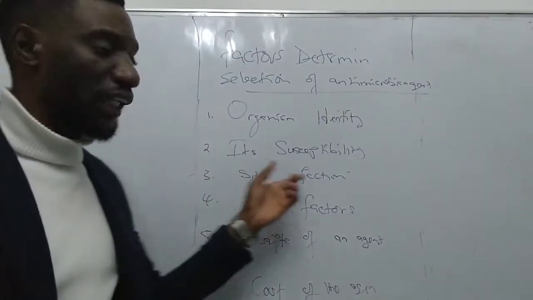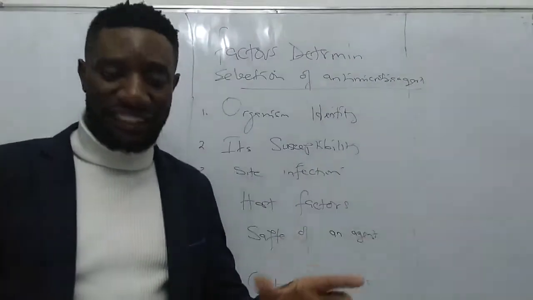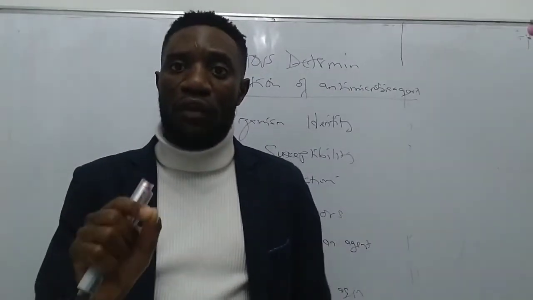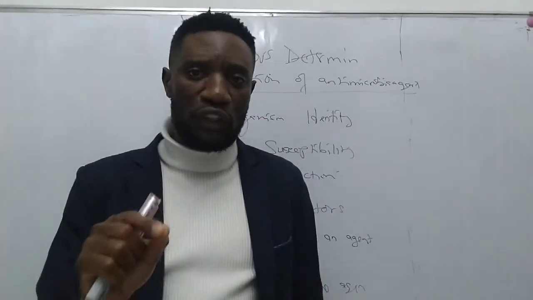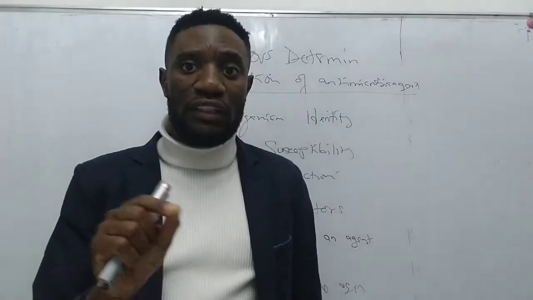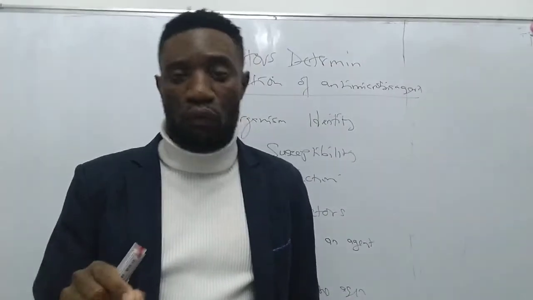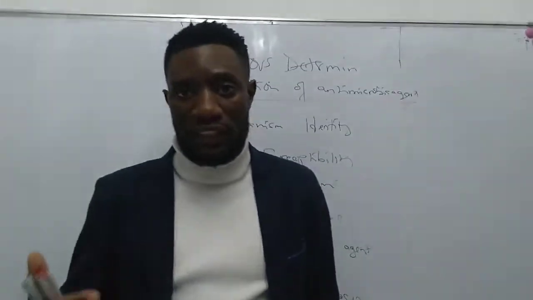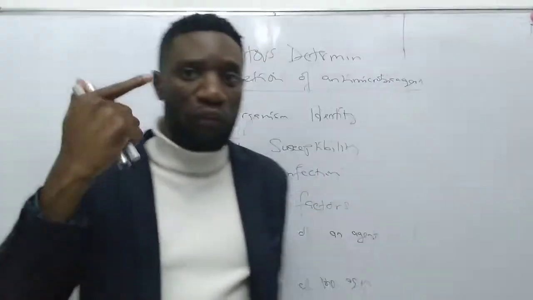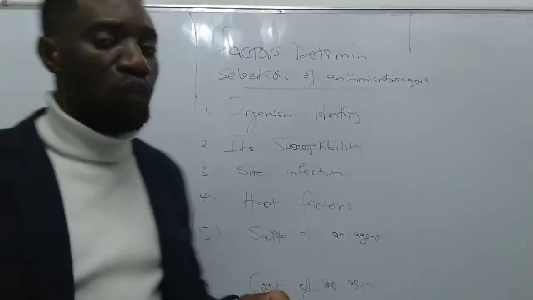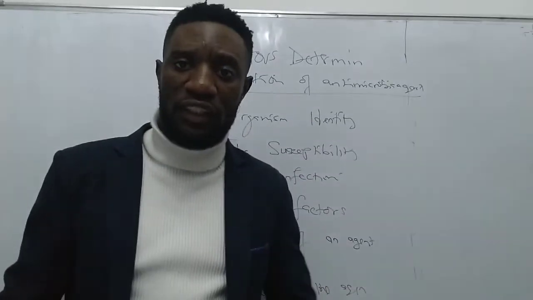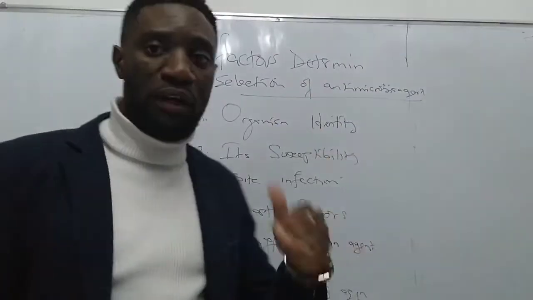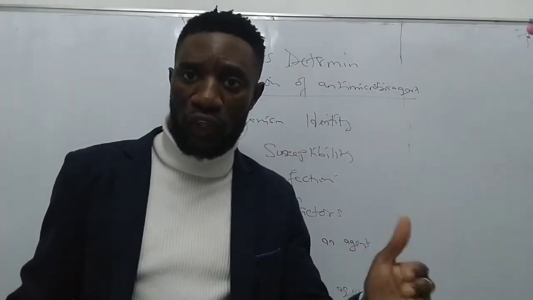The third point, of course, site of infection. You need to understand the site of an infection. Where the infection is, is very important. Why? Because there are different drugs that can reach different sites of infection, and that depends on the nature of the drug itself. For example, when the organism that we found is in the brain, we need to choose drugs that have excellent tissue penetration, drugs that can cross the blood-brain barrier with higher concentration.